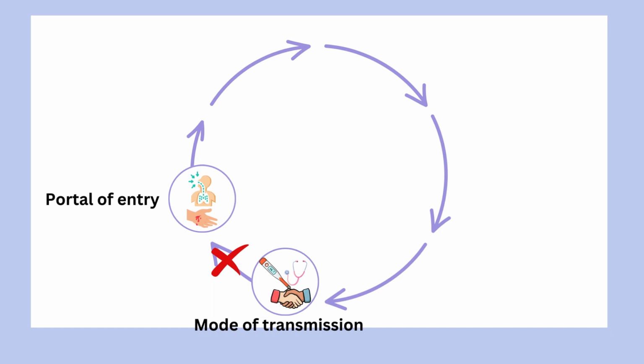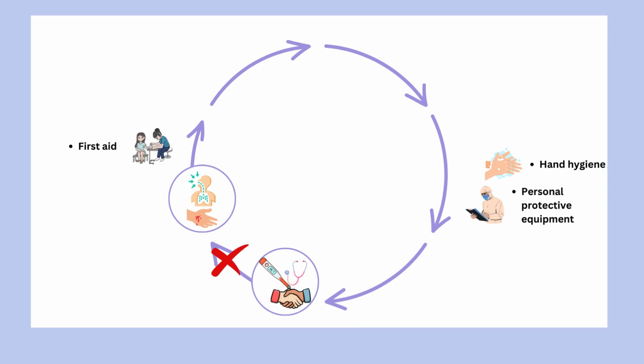To prevent the infectious agent from entering the host through any possible portal of entry, in addition to hand hygiene and PPE that we apply for other steps, seeking proper first aid can prevent the infectious agent from entering the host through a wound. And personal hygiene also plays a key role in preventing infectious agents from entering the host by reducing the likelihood of exposure to pathogens.